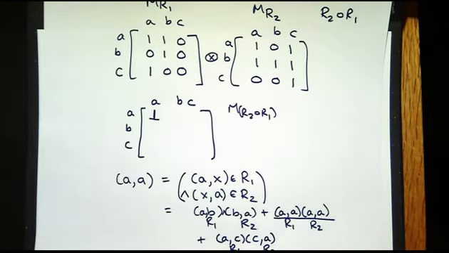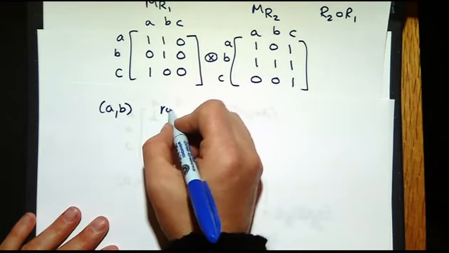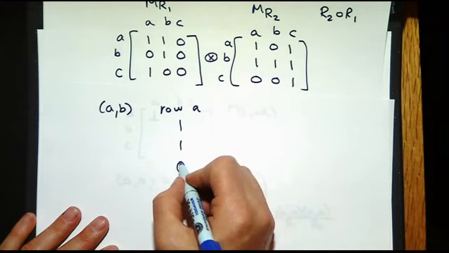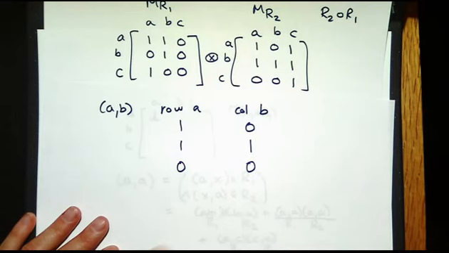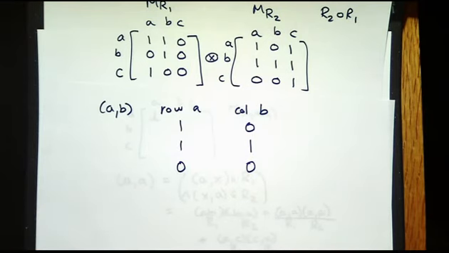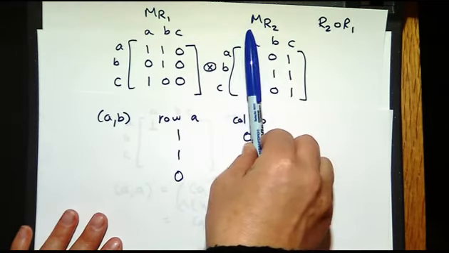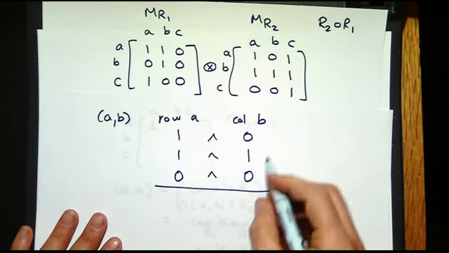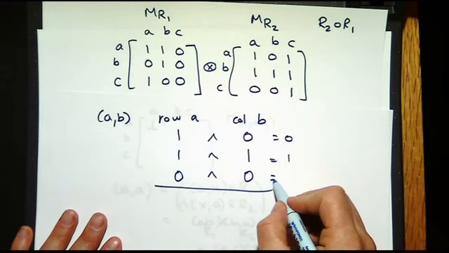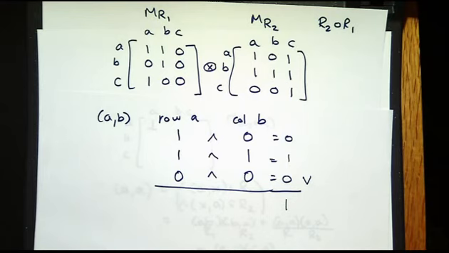All right, so now we have to do AB. So that's going to take row A, again, is 1, 1, 0, and it's going to take column B, which is going to be 0, 1, 0. Any questions on where I got those rows and columns? So row A is right there. Column B is in the middle. Okay, then I multiply these, or AND them, and then I OR them together, and I get a 1. So now, in the AB element in the composition, I get a 1.